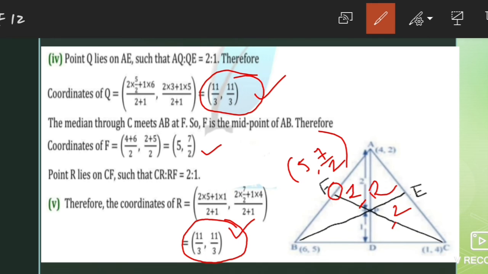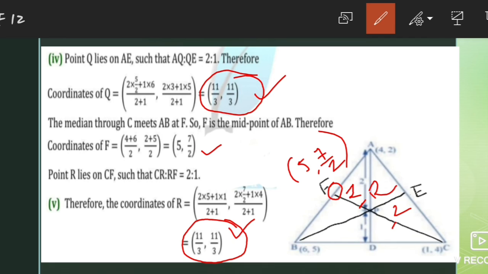The coordinate of R is also (11/3, 11/3). That means the coordinates of P, Q, R are the same, and you know that for each point the coordinate has to be unique. That means these three points are actually the same. Okay, that means P, Q, R, these three points coincide with each other.